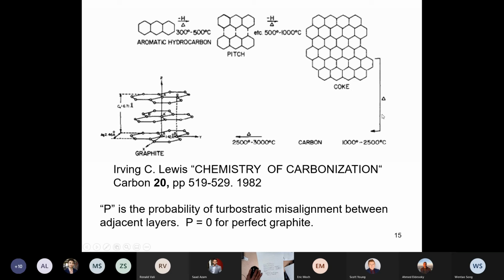And then with further heating, you eventually get into the graphite structure, all right? But I have to talk about what happens in this temperature range that's not shown on this slide, okay? Because it's really incredibly important. So I'm going to go to my document camera for that.